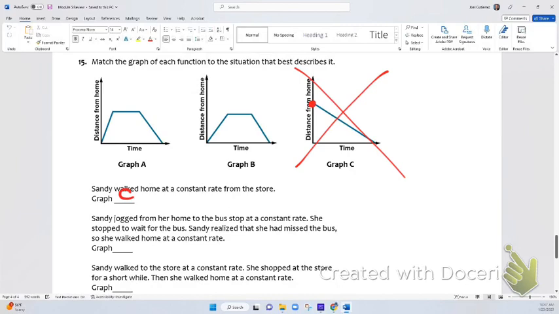The second one, Sandy jogged from her home to the bus, right? So you'll notice both of them are starting at the bottom, which means she's starting from home.